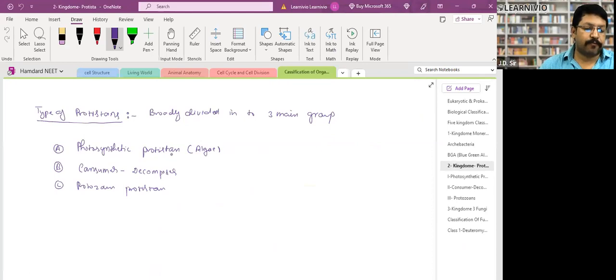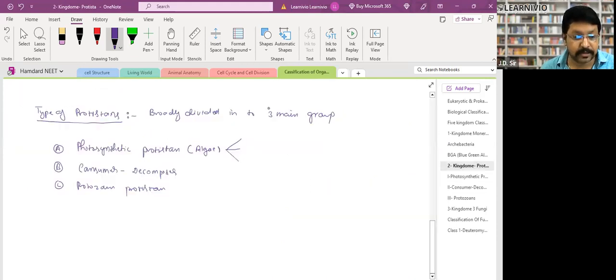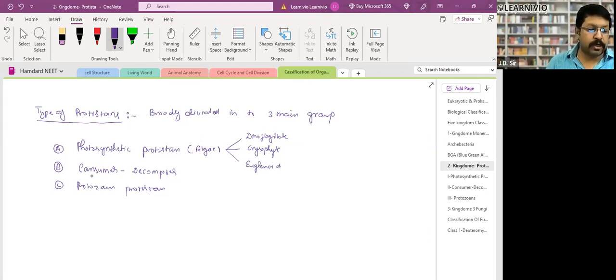So look, let me again recap. What I said is that protistans have been divided into three categories. Photosynthetic protistans, again, we divided into three categories, right? What are those categories? Dinoflagellate, chrysophyte, and euglenoid, right?